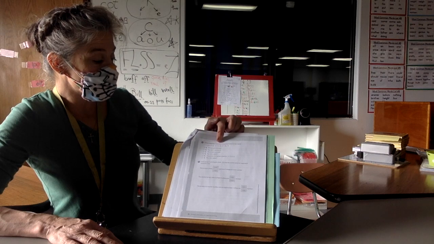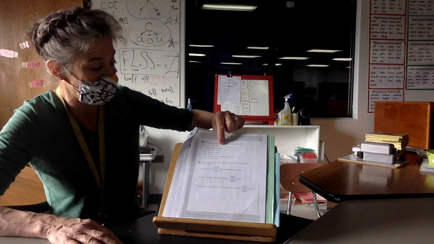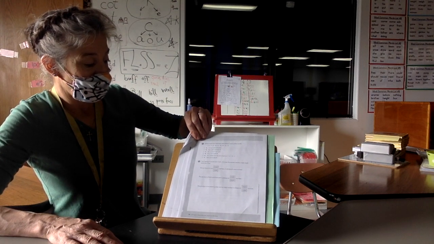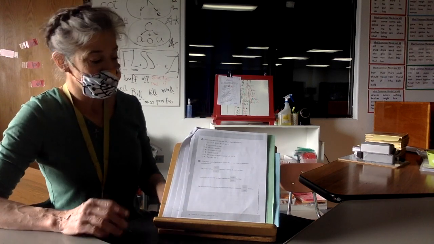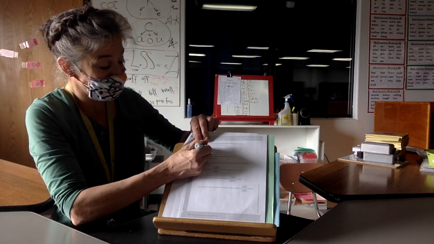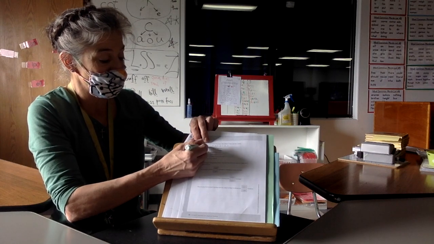Okay, number 3. Which statement describes the pattern? Mark all that apply. 1, 9, 17, 25, 33, 41, 49, 57, 65, 73. A. All the numbers are even. No. Certainly not. Wait, I just marked it. Oops. Do not mark it.